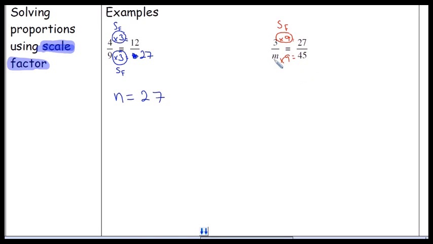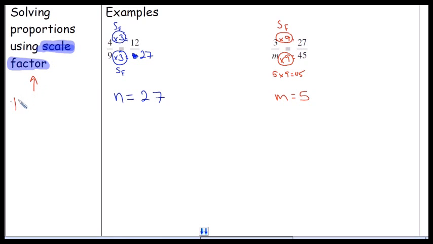Wait a minute, I can't multiply a letter times a number. But what I can do is think, what number can I multiply by 9 that will give me a 45? And the answer to that would be 5. That's the only number that I can multiply by to give me 45. 5 times 9 is 45. Therefore, m has to be equal to 5. And again, we use that number that we multiply by, the scale factor. Okay, so that's what scale factor is.